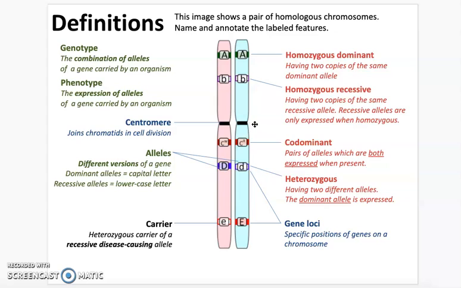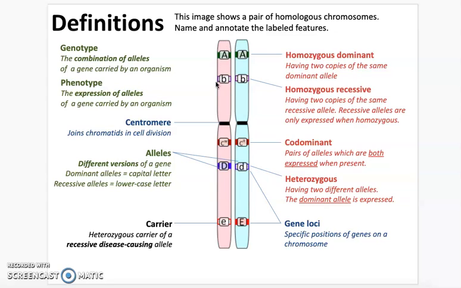Now, are these replicated chromosomes? No, they're actually not. You may think, oh, this looks like an X shape, though. You said that that means that it's replicated. It's not, though, because they're not connected right here at the centromere. So they are separate chromosomes, and they're separate unreplicated chromosomes.